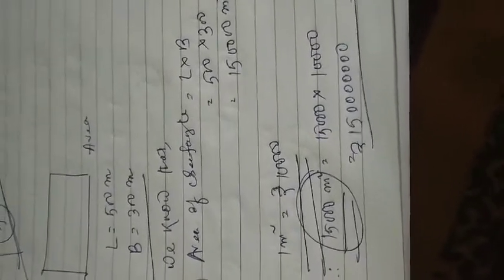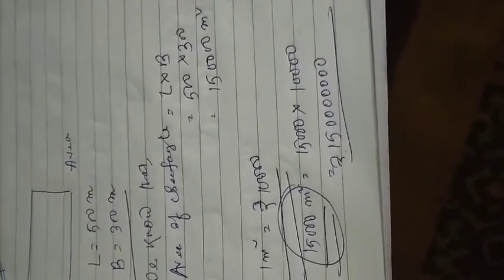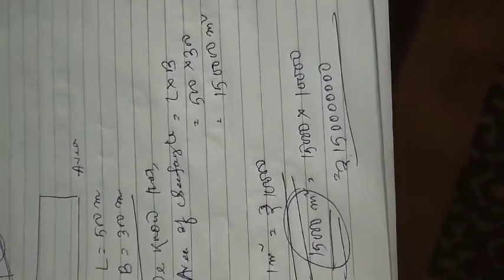So I believe it's understandable. It was a very simple question. By simply multiplying length and breadth, you may get the area of a rectangle. Once you're getting the area of the rectangle, just do the product of area of the land and the price of 1 meter square. You will get 15 crore. That is the total cost of the rectangular piece of land.